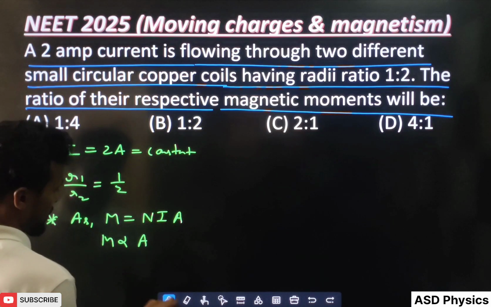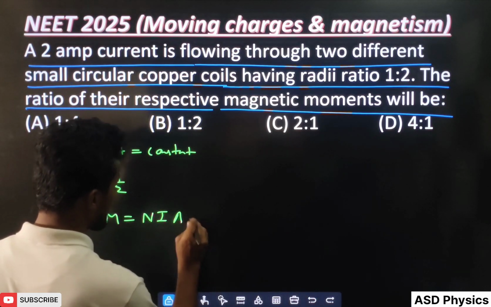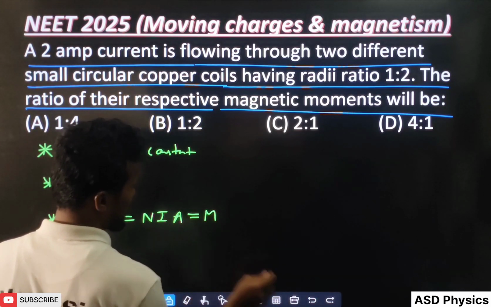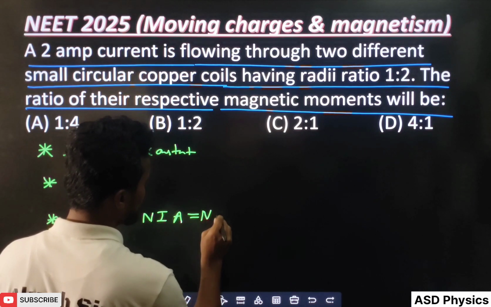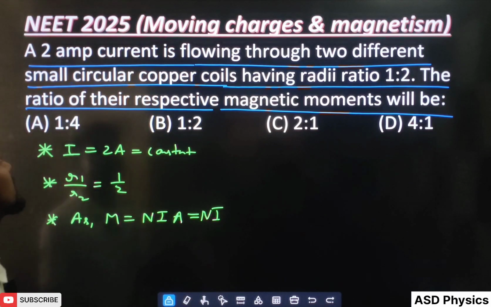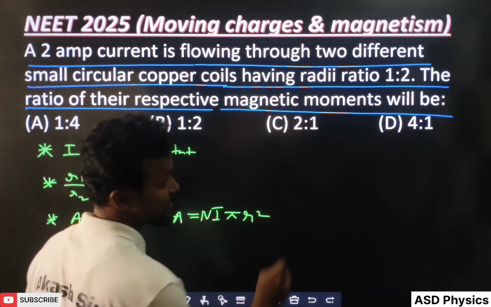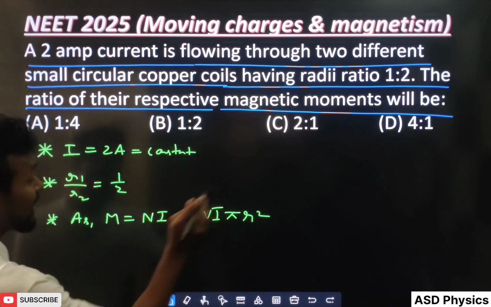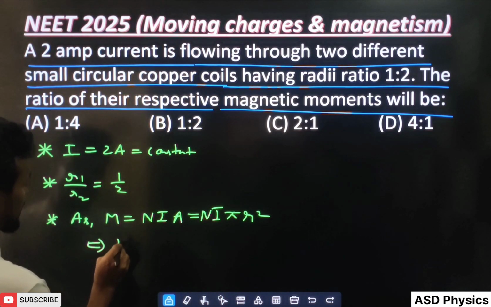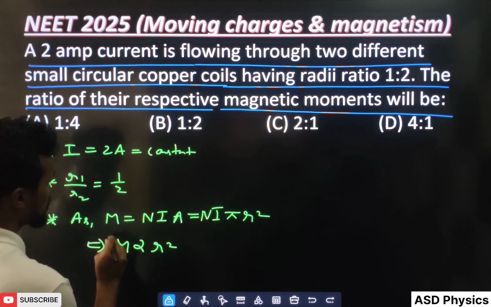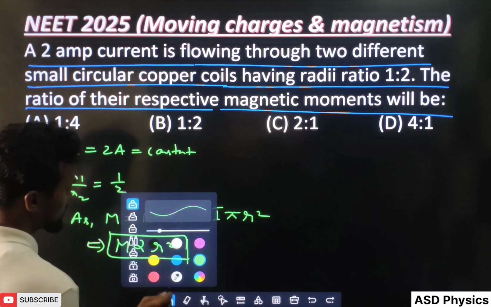Or we can do one more thing; this step also we can skip. NIA. So NI, and the area: which kind of coil is there? A circular coil. So the area of the circular coil is how much? Pi r square. So N, I, and pi are constant. That means we can write, students, M is directly proportional to r square. If you understood this, the question is solved here.